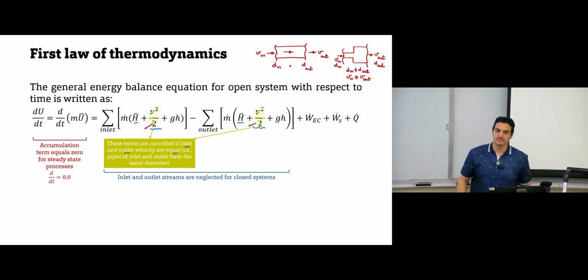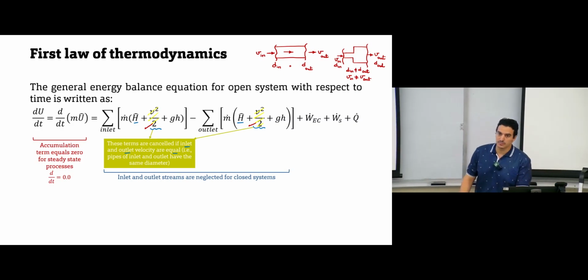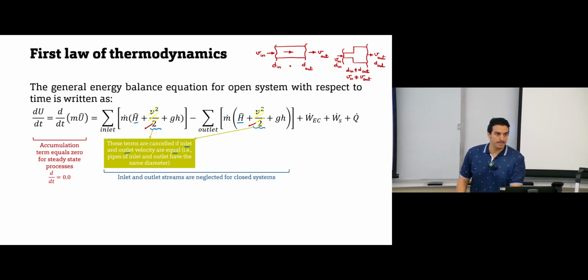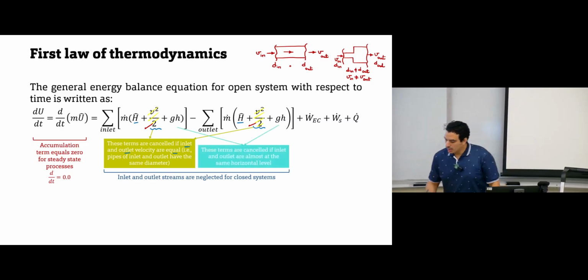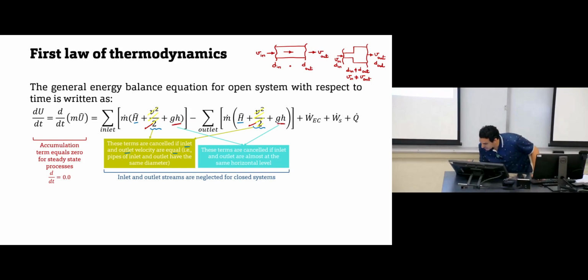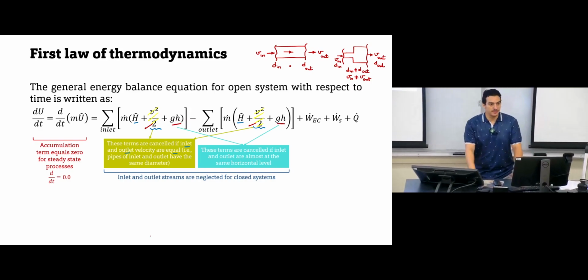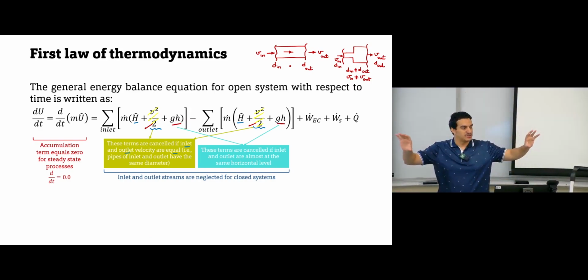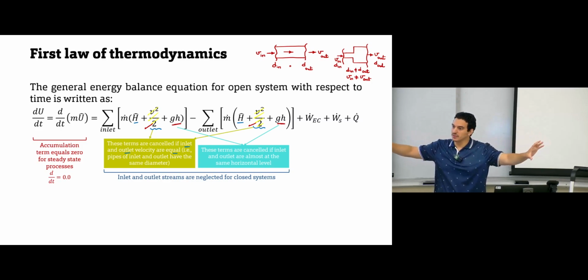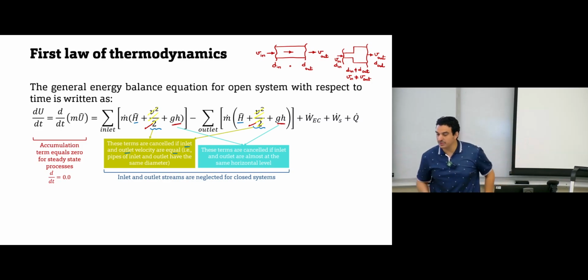So far is clear? So you have inlet velocity, outlet velocity. These two terms can be cancelled if the inlet and outlet velocity are the same. Inlet and outlet velocity can be the same if the inlet diameter and the outlet diameter are also the same. Any questions? Okay. This term, this one and this one represent the potential energy. If the inlet and outlet are at the same horizontal level, these two terms also will be cancelled.